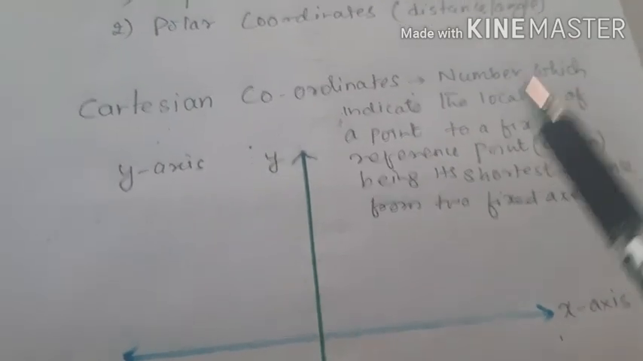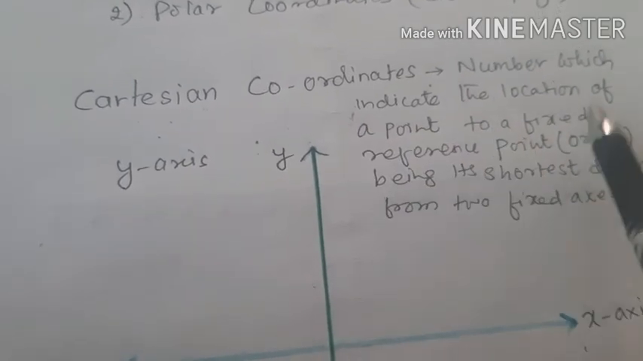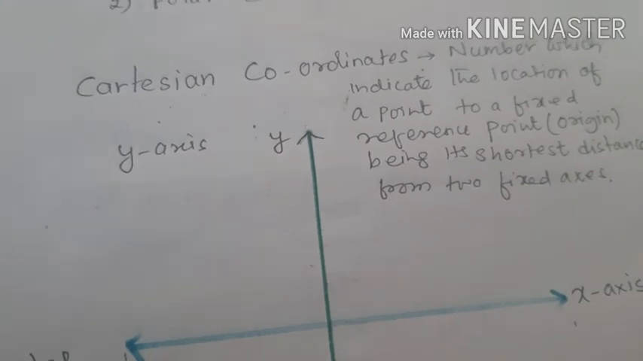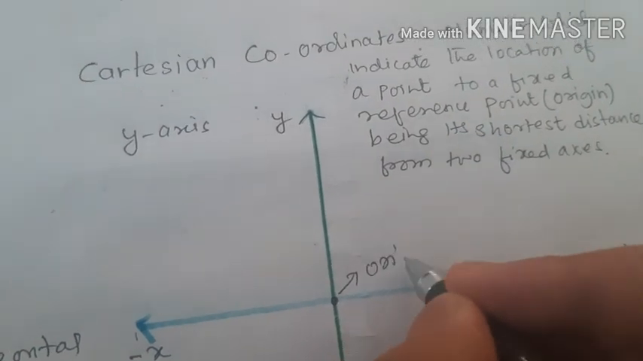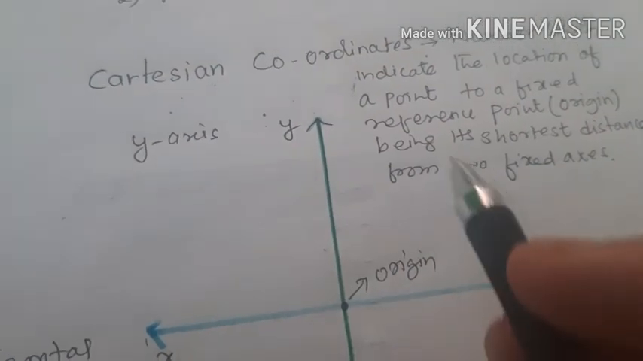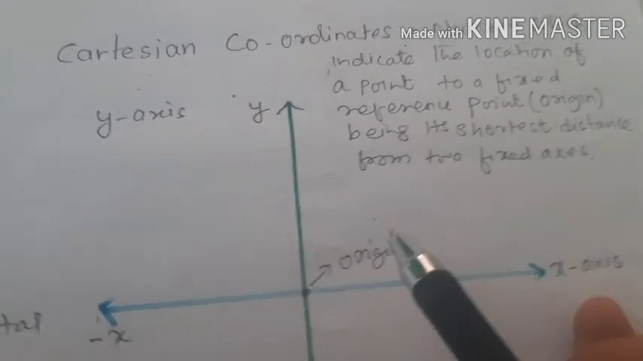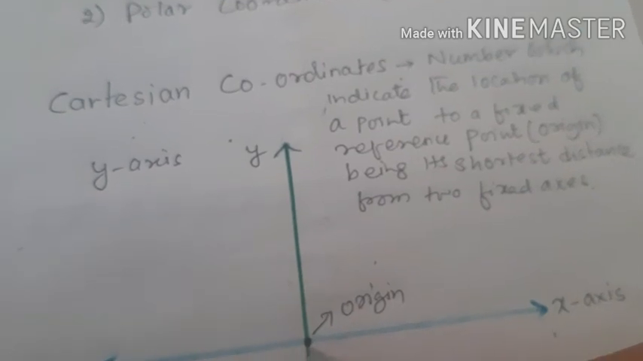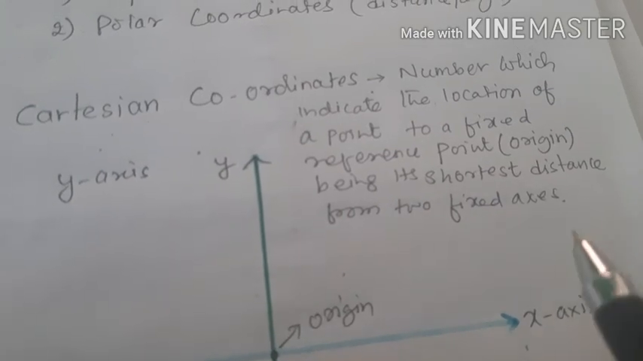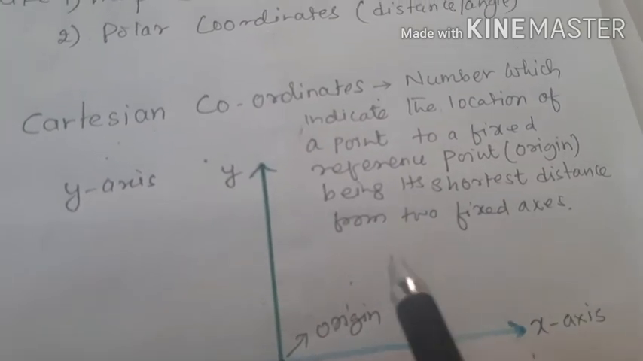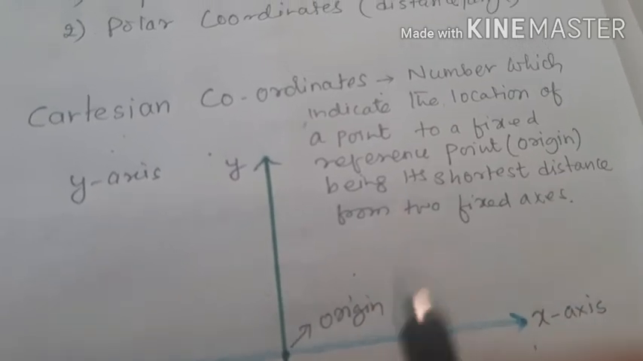What it means is numbers which indicate the location of a point relative to a fixed reference point, the origin. Suppose this point is our origin, where the two lines intersect; we call this point the origin. From this origin we have to locate the point on the axes. The reference point is your origin, and the point is located by its shortest distance from the fixed axis.